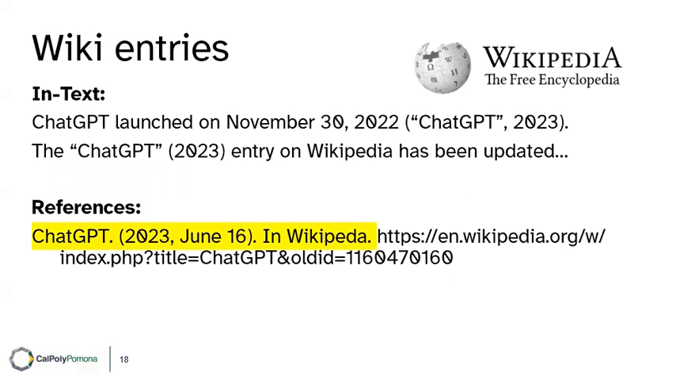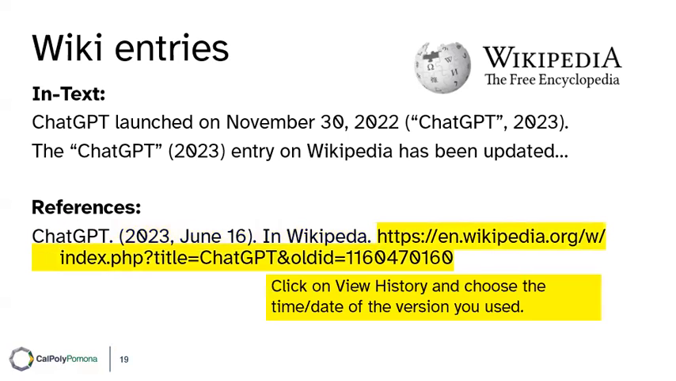For the references, APA instructs authors to cite the entry title followed by the date of the publication, the words in Wikipedia, and the URL of the specific version being cited. To get the version URL, click on View History and choose the time and date of the version you are citing.